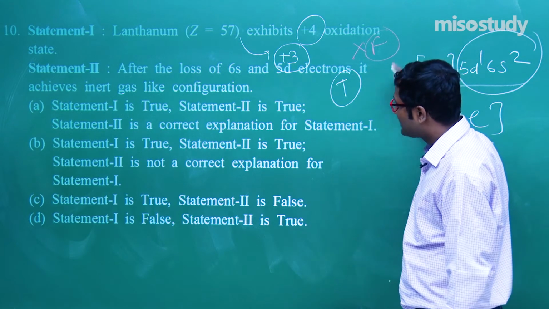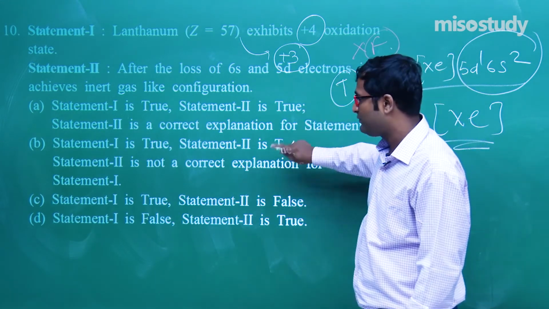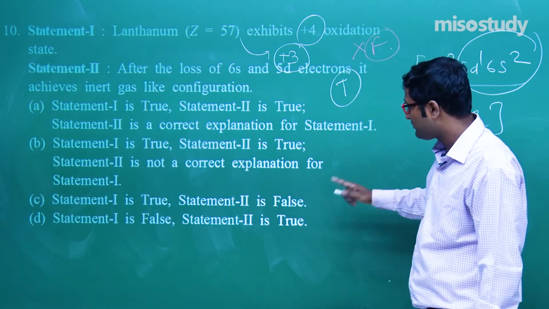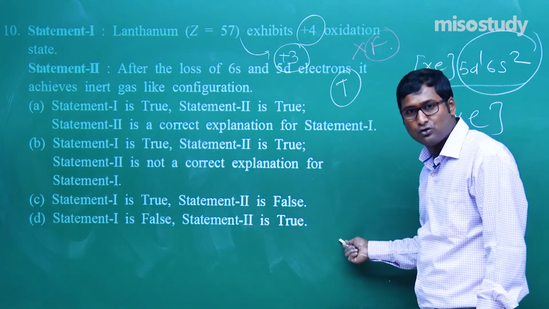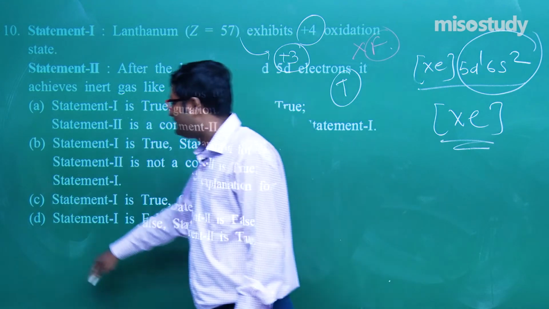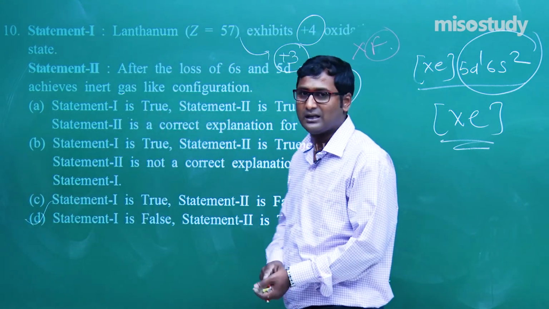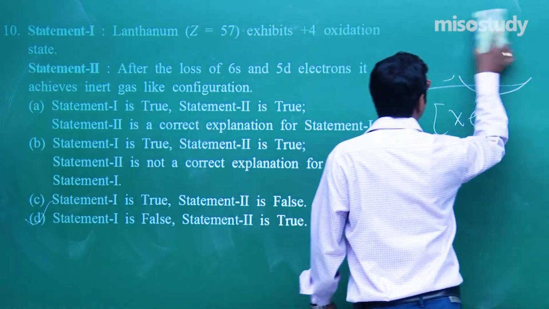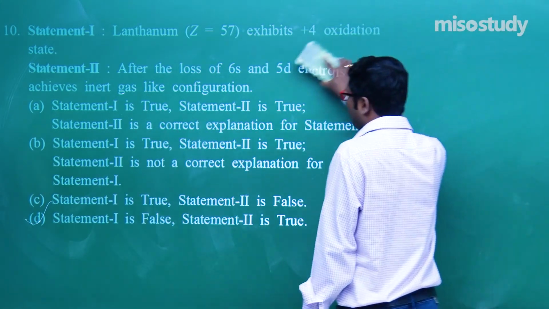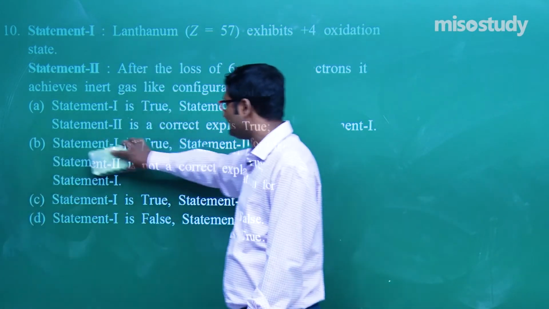Now check out whether statement 1 is true. No, it is not correct. Statement 1 is false and statement 2 is true. So for this question, D is the correct option. Clear to you? I think now you can easily solve such kinds of questions, and it's a completely theory based question.